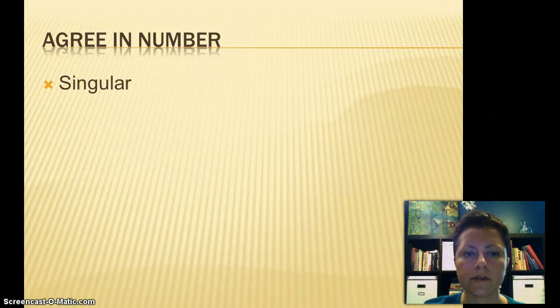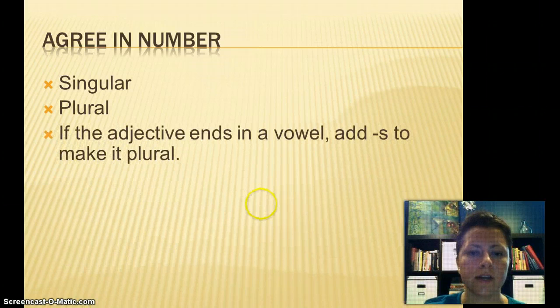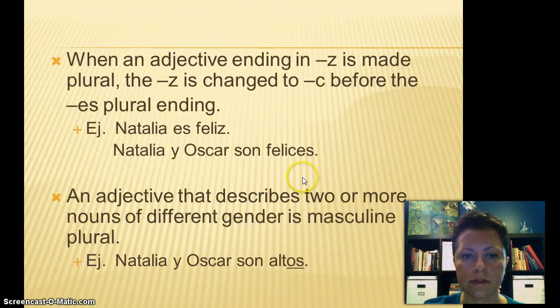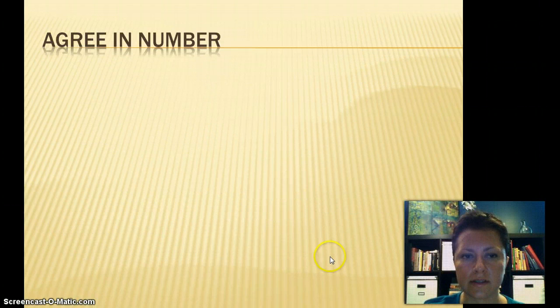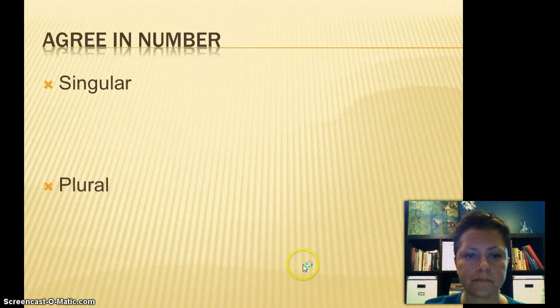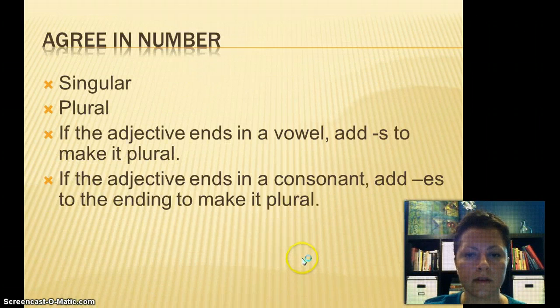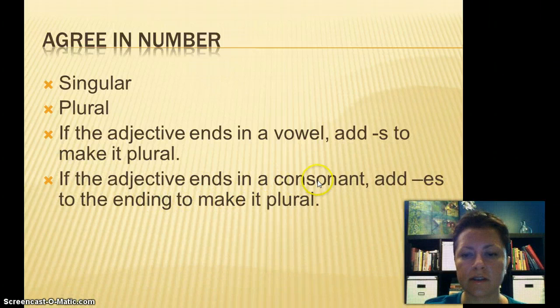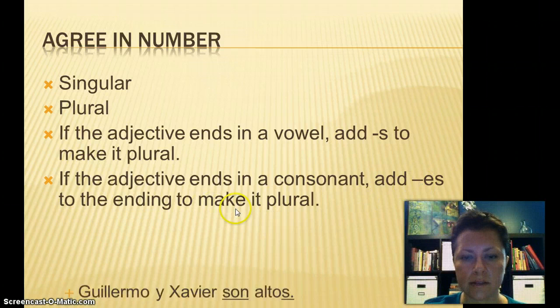Agreeing in number, you need to agree whether it's a singular adjective or a plural adjective. If the adjective ends in a vowel, add S to make it plural. So like in this last example, this ends in a vowel, so we just add an S to make it plural. Okay, if the adjective ends in a consonant, add ES to the ending to make it plural.